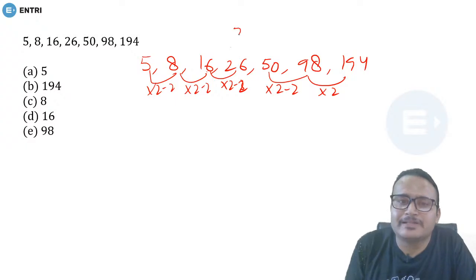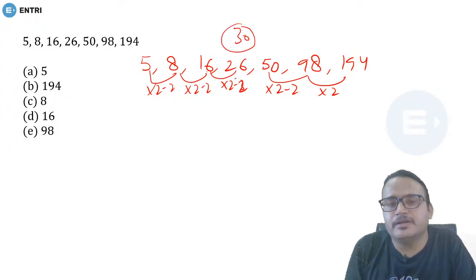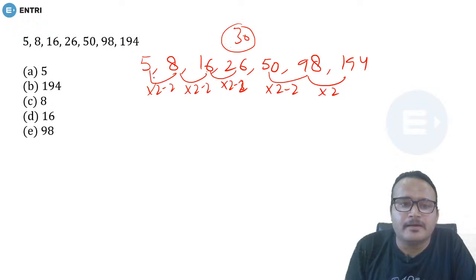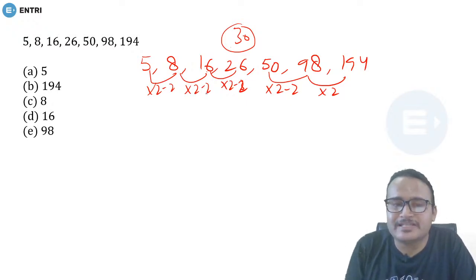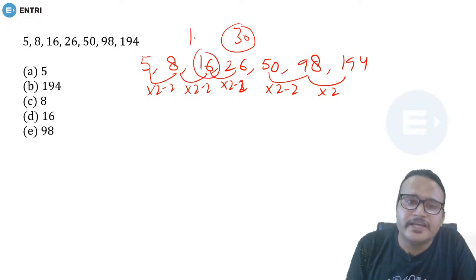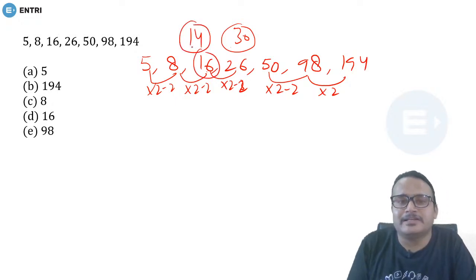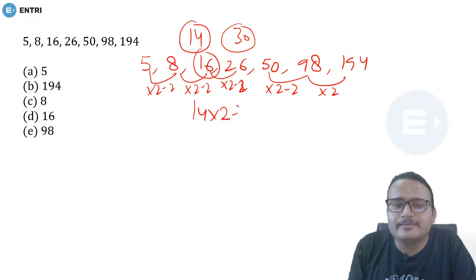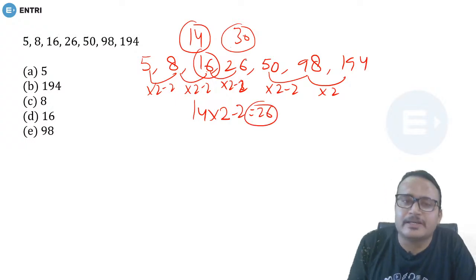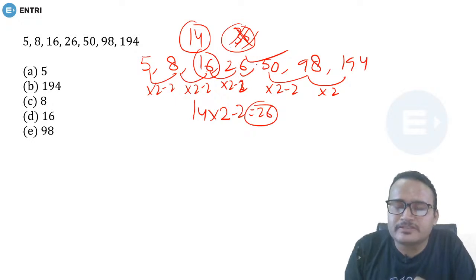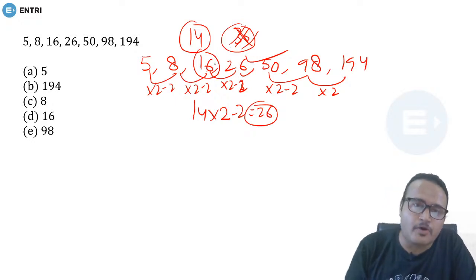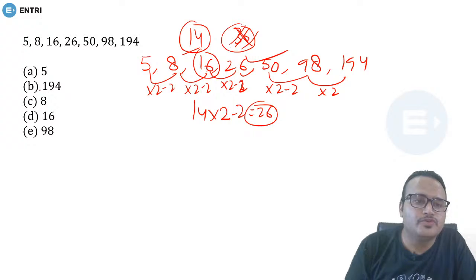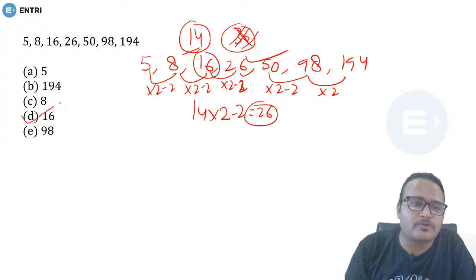32 minus 2 is 30. Then 5 times 2 is 10, minus 2 is 8. 8 times 2 is 16, minus 2 is 14, guys. Here it must be 14, not 16, because if you multiply 14 by 2 and then minus 2, you will have 26. That means this 26 is correct. Here 30 must not be there. So 26 is correct, but this 16 is wrong. Here 14 must be there. So you should mark 16 as your wrong answer, guys.